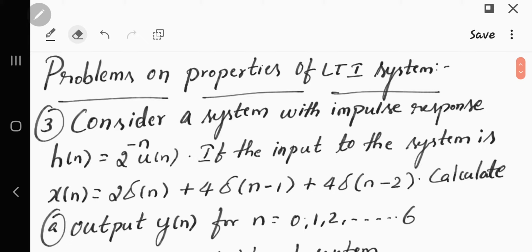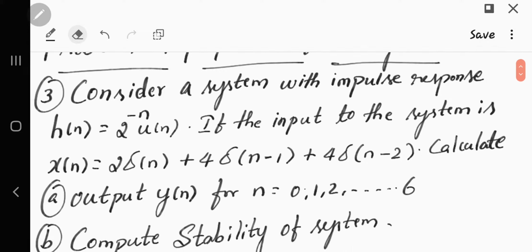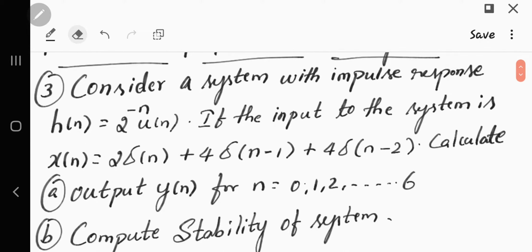Hello students. In this video I will be taking some more examples on the properties of LTI systems. Here a different kind of problem is given. The problem is: consider a system with impulse response h of n equal to 2 to the power of minus n u of n.